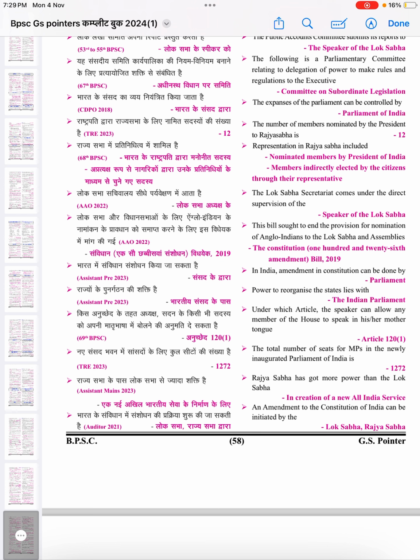The Rajya Sabha has more power than the Lok Sabha in the creation of a new All India Service. An amendment to the Constitution of India can be initiated by the Lok Sabha or the Rajya Sabha.